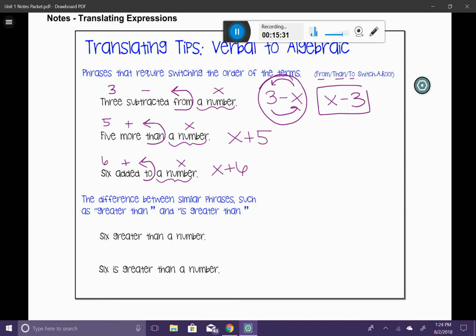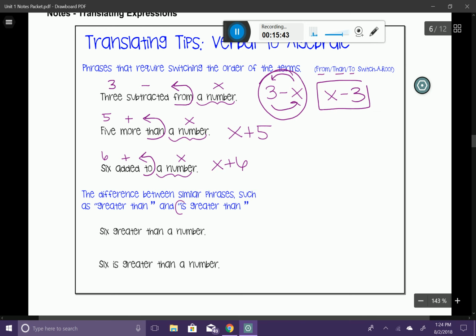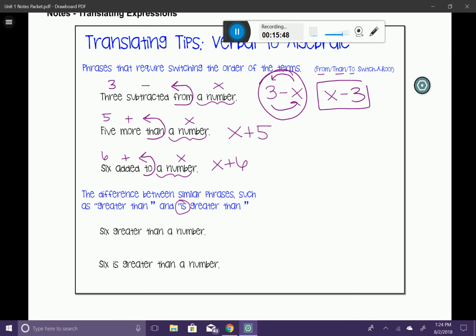Alrighty, and then I have one more tip for you, and it's the difference between similar phrases such as greater than and is greater than. The only difference between those two phrases is that word is. It's actually a very important word because it can mean multiple things. Today we're just talking about expressions, so this is going to mean it's an inequality. But if we're talking about equations, which we'll talk about later on, is can mean an equal sign.